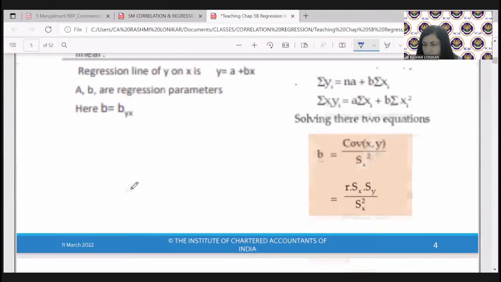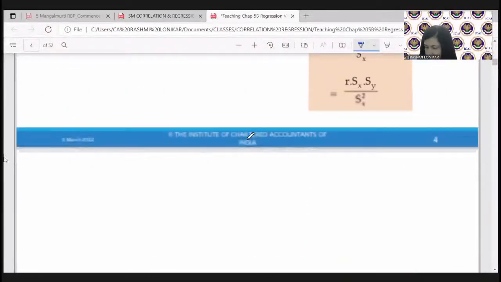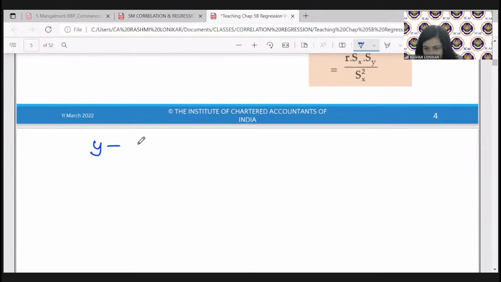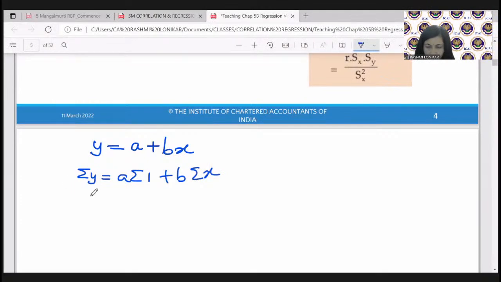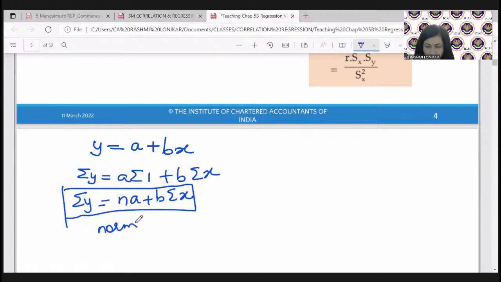Now we are going to talk about lines of regression. y is equal to a plus bx. This is my regression line. Taking summation on both sides, what will I get? Summation y is equal to a summation 1 plus b summation x. When I'm adding 1, how many times will I add? I will add it up to n, the number of pairs of data that I have. So summation y is equal to n a plus b summation x. This is one normal equation.